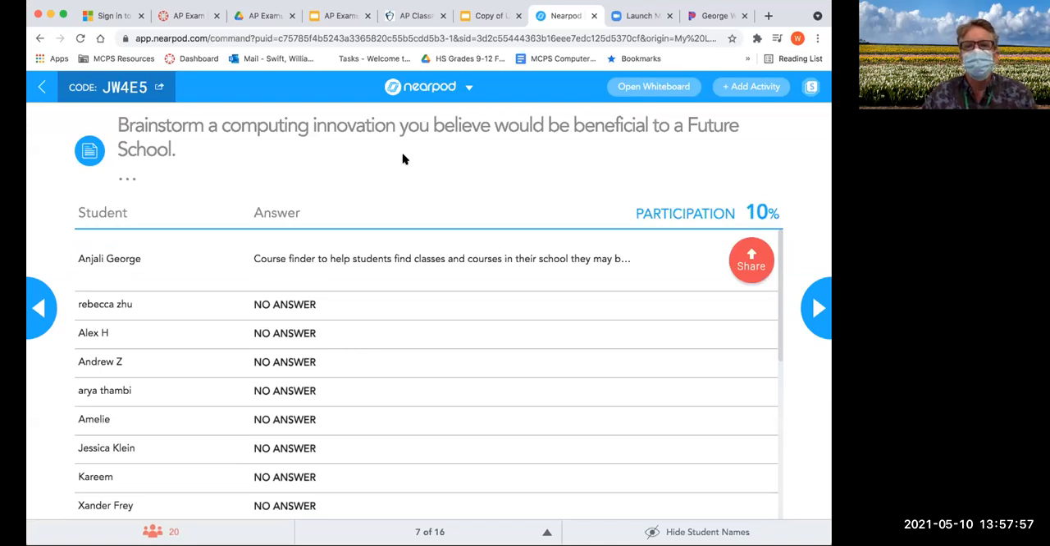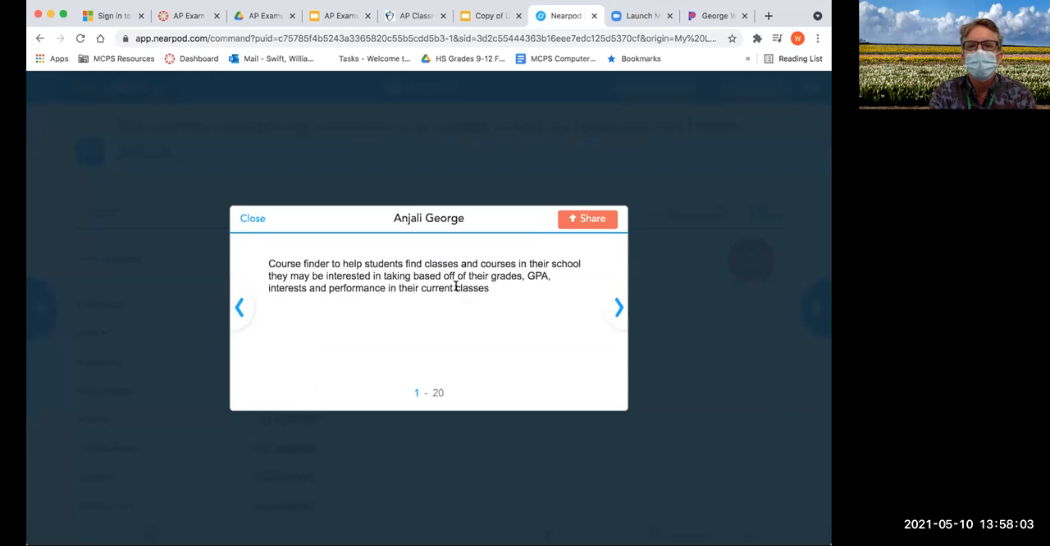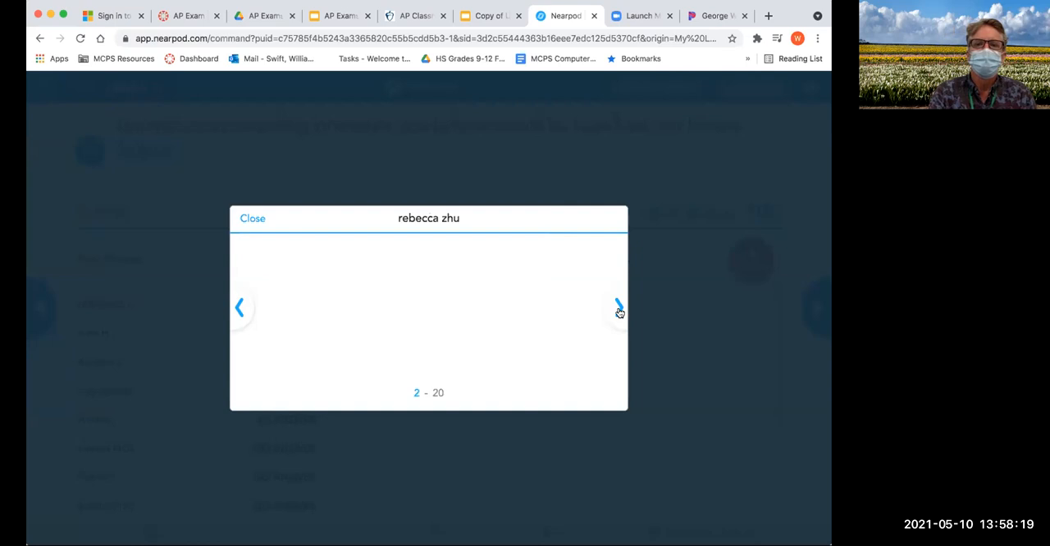A course finder to help students find classes and courses in their school they may be interested in taking based off their grades, GPA, interests, and performance in their current classes. You're trying to find something that's going to sort of predict what would be a good next choice. It seems pretty cool.